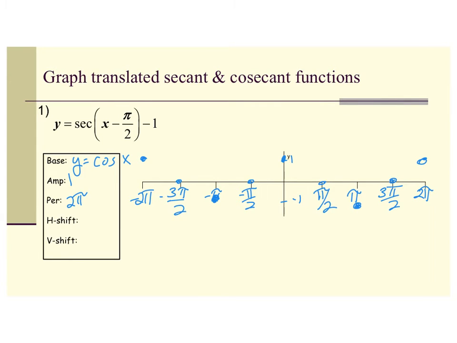Alright, now, changing color to purple. Our horizontal shift is a positive pi over 2. So pi over 2 is 1 full tick mark, so we're shifting everything in the positive direction, 1 full tick mark. So this goes here, there, there, there. And this one's going to basically go off your paper.